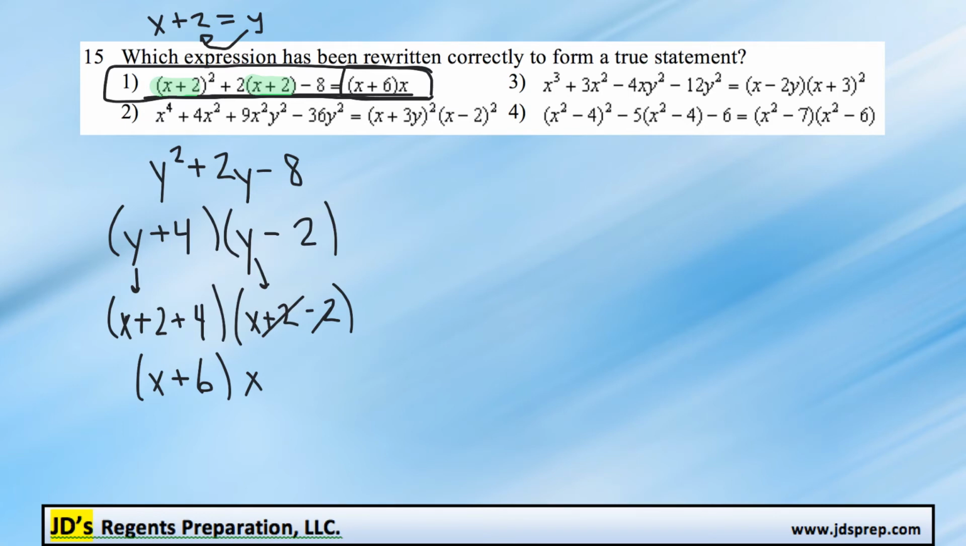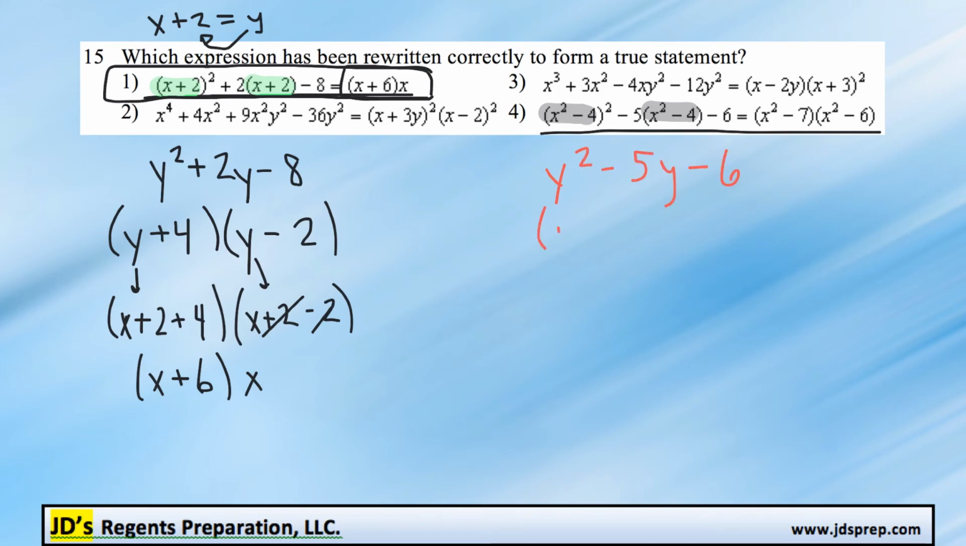So you can stop the video now, but if you're curious, I will show you another one just to give another example. Let's test to see if number 4 is correct. You'll notice a similar situation here. We've got an x² − 4 in brackets twice. So again, I'm going to replace that with y. So we'll say y² − 5y − 6.